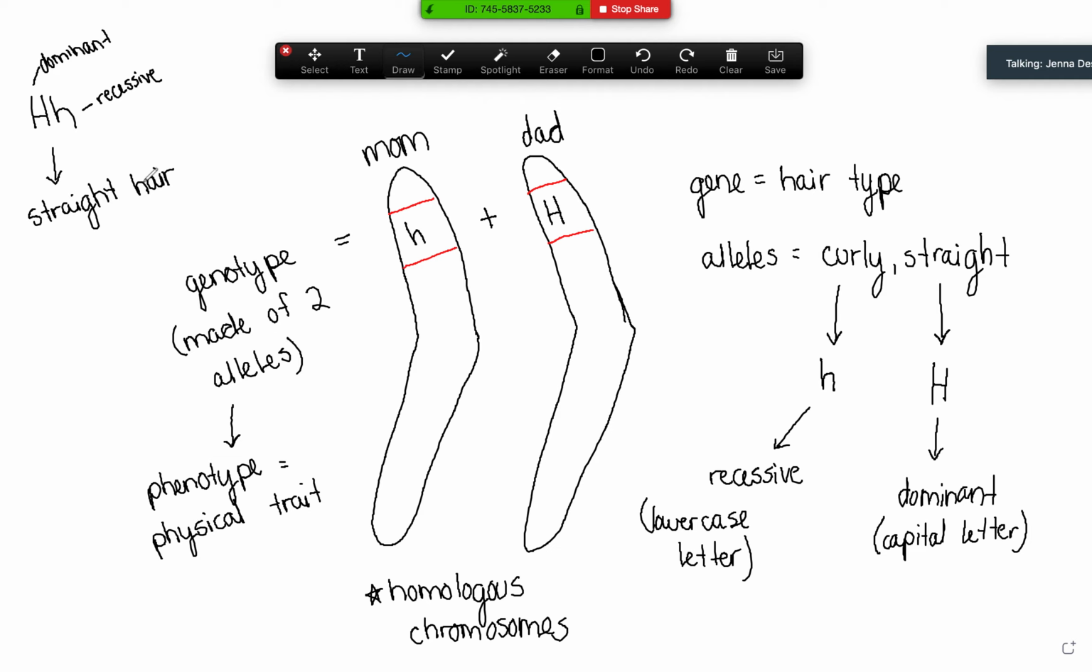Okay, so I hope this makes sense. I know this can be a little bit confusing, but I'm trying to go through it as slow as I can. Okay, so you might be wondering, well, Mr. Shane, does that mean curly hair can never happen? Which is not true. Okay, I'm going to erase this really quick.